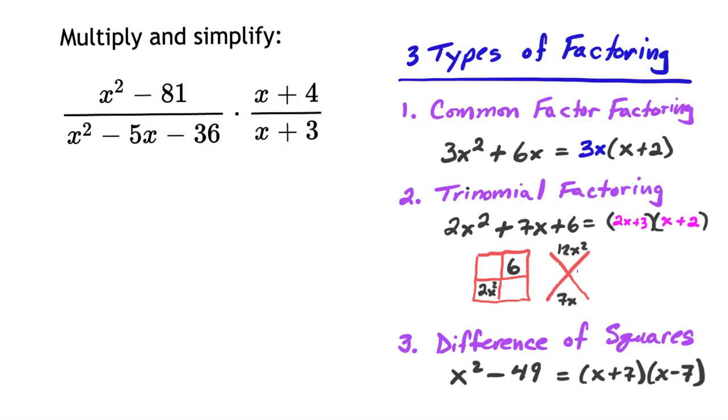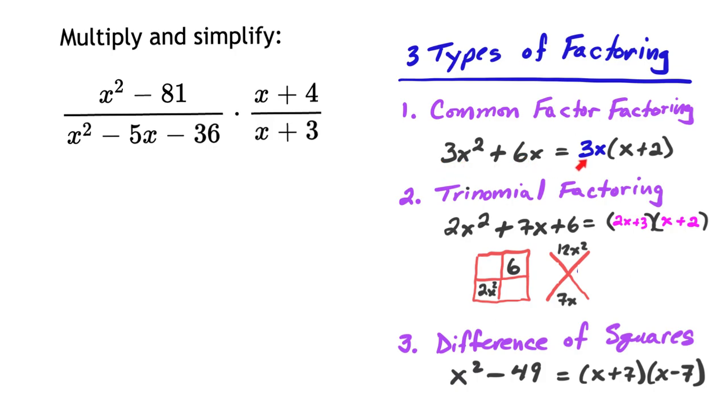This video is going to walk you through how to reduce rational expressions that are being multiplied. Before you start trying to do these problems, though, you need to be aware of three types of factoring. There are three types. One of them is called common factor factoring. That's where you find a number that can go into all the terms. In this case, a 3, and there's also a common letter x in both the terms as well.